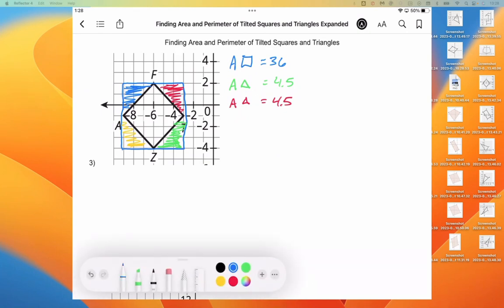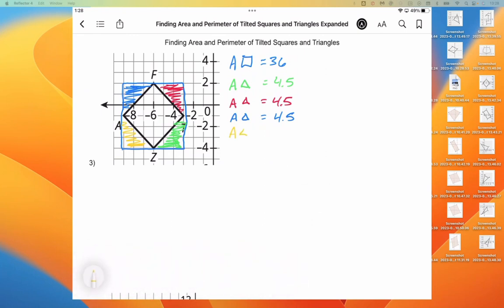The blue triangle is 4.5. And the yellow triangle is 4.5. All those 4.5s make 18. The area of the blue square is 36. If we take all those triangles off, 36 minus 18 is going to leave 18.